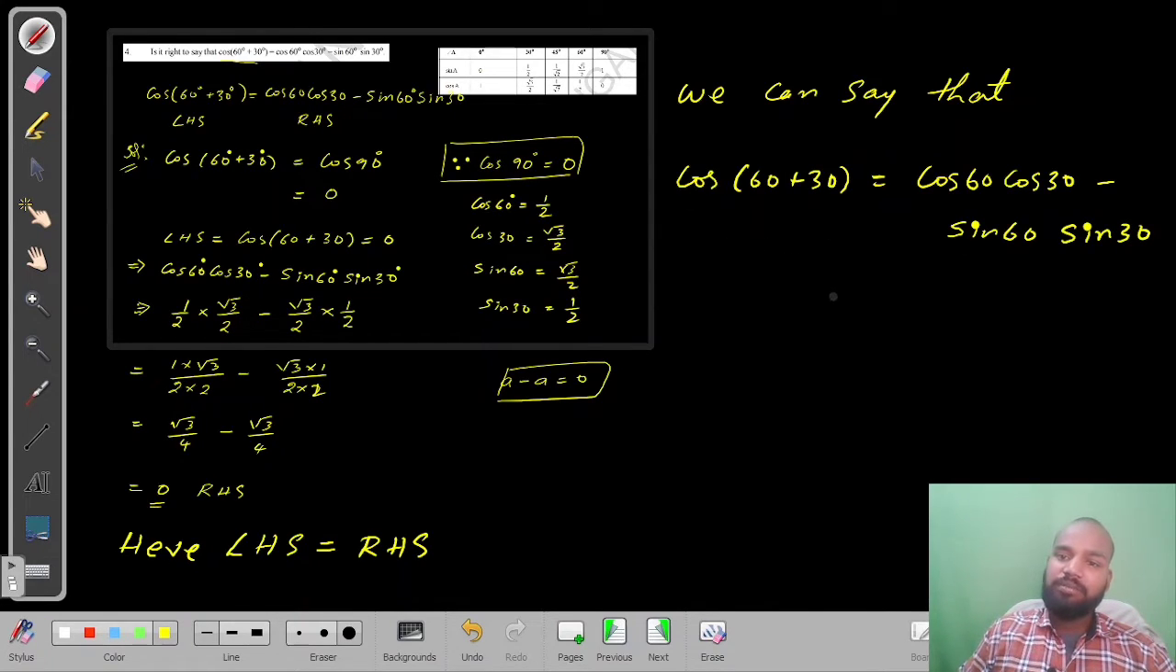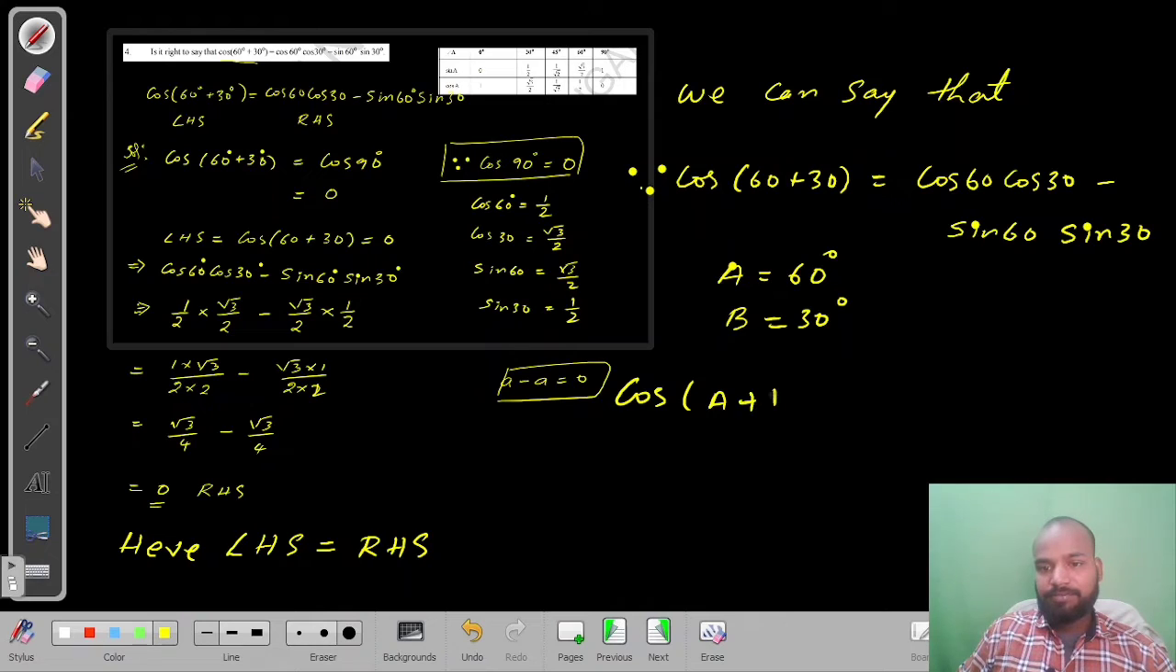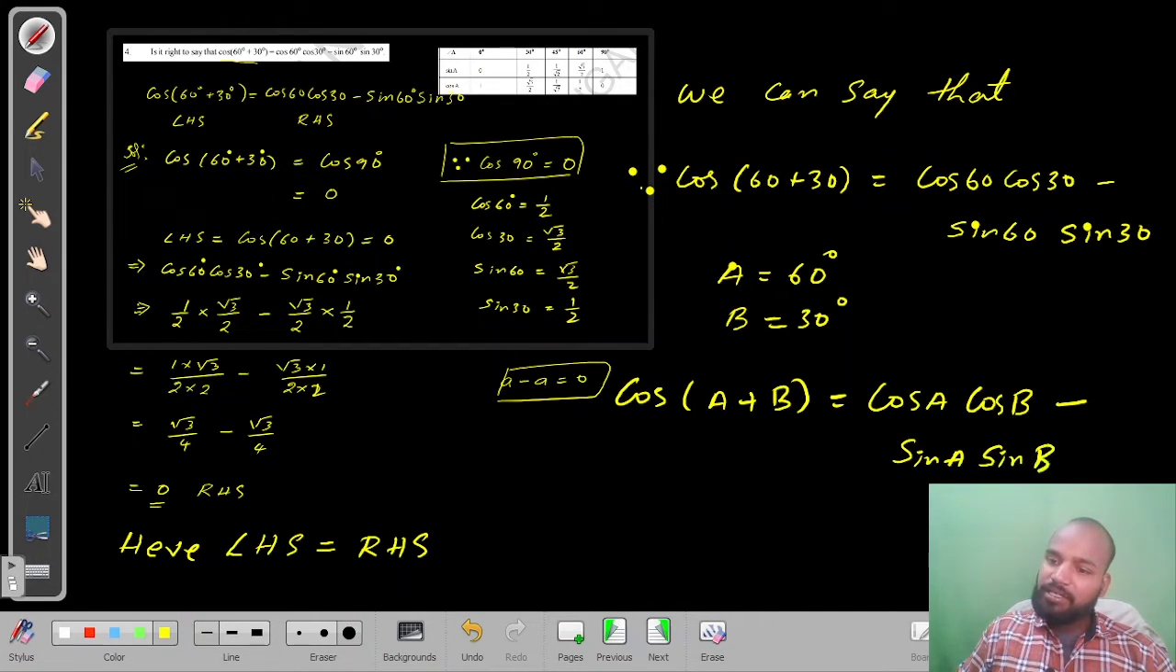In the previous problem we took 60 equals a and 30 equals b. In the same way as the previous problem, we write here a equals 60 degrees and b equals 30 degrees. Then we get here cos a plus b equals cos a cos b minus sin a sin b. So we can conclude from this evaluation.